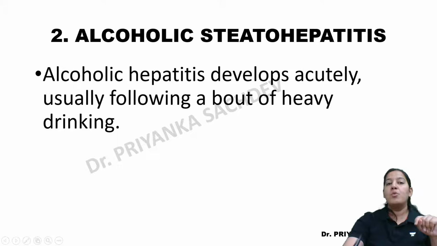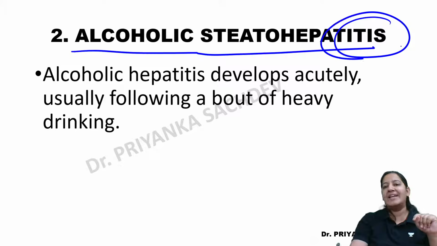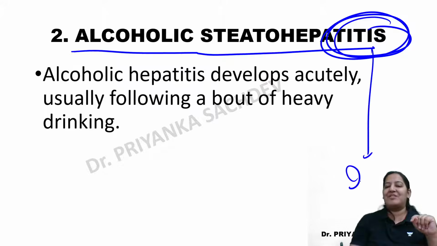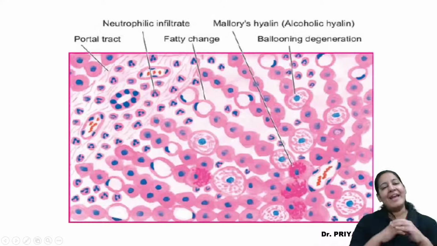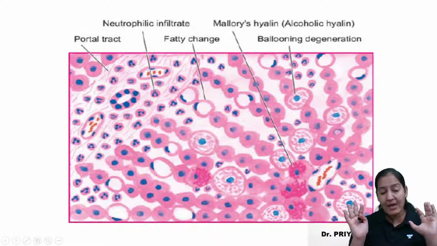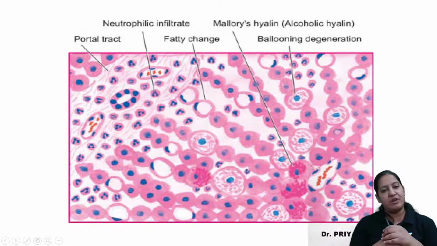Coming to stage 2. What is stage 2? It is alcoholic steatohepatitis. Oh, itis. Itis in pathology is inflammation. Right? So see the diagram. Again, in all diagrams, I have asked you to search at the diagonals. At the diagonals, search for the central vein, search for the portal triad.